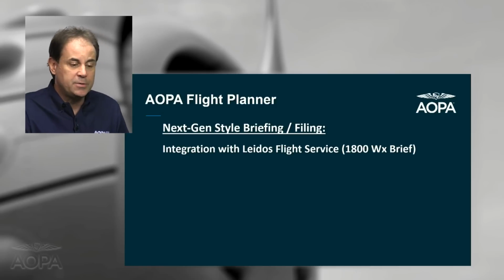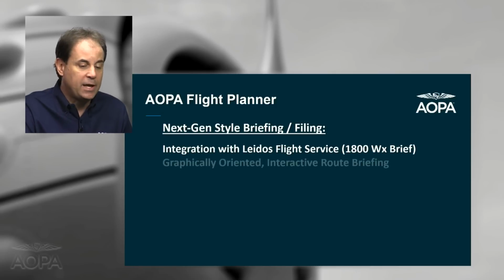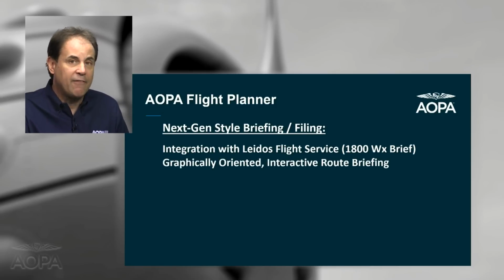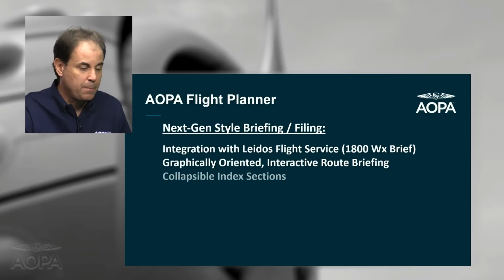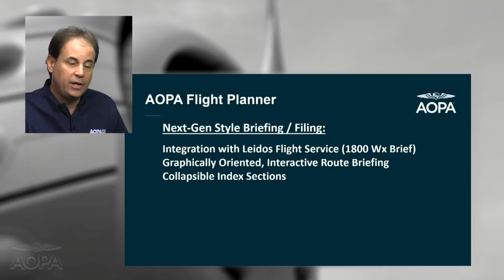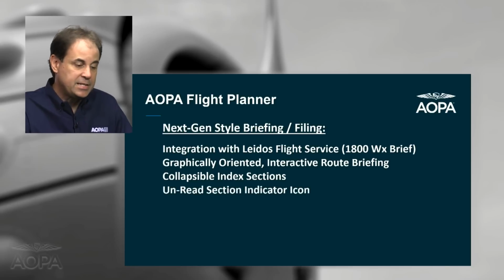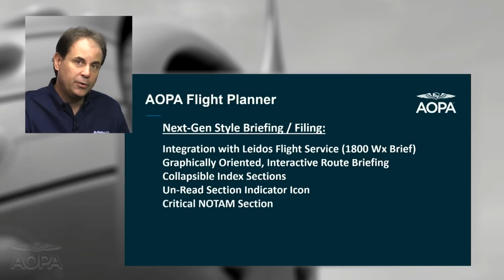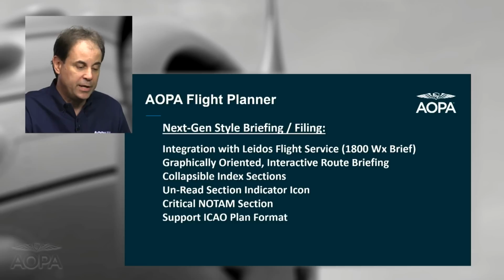So this is the integration with Leidos, or 1-800-Weather Brief, maybe how you are aware of seeing that. It's graphically oriented, it's interactive, which means you can actually make this full screen and you can click on elements on the chart to focus in on certain sections. We have index sections on the side, so all the different sections of the briefing are enumerated on the side. You can click those. We also keep track of the ones you've read and the ones you have not read. So that's the unread section indicator icon. That's kind of a mouthful. There's also a critical NOTAM section. We'll talk about this a little bit more once we get into it.